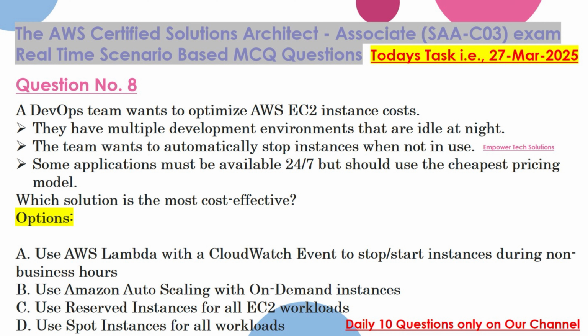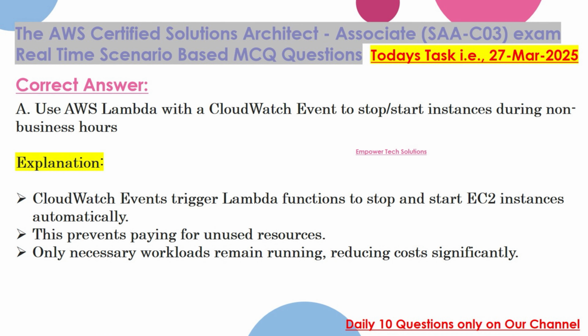Options: A. Use AWS Lambda with a CloudWatch event to stop/start instances during non-business hours. B. Use Amazon auto-scaling with on-demand instances. C. Use reserved instances for all EC2 workloads. D. Use spot instances for all workloads. Correct answer: A. Use AWS Lambda with a CloudWatch event to stop/start instances during non-business hours.